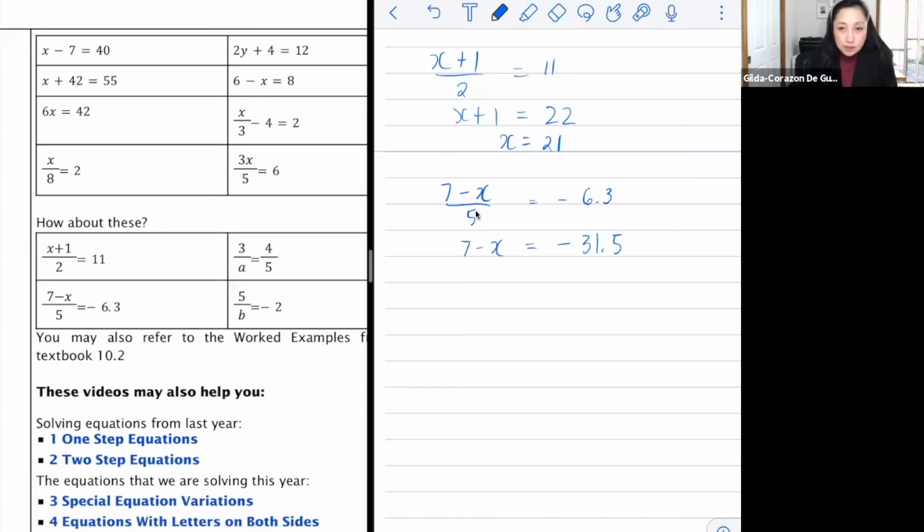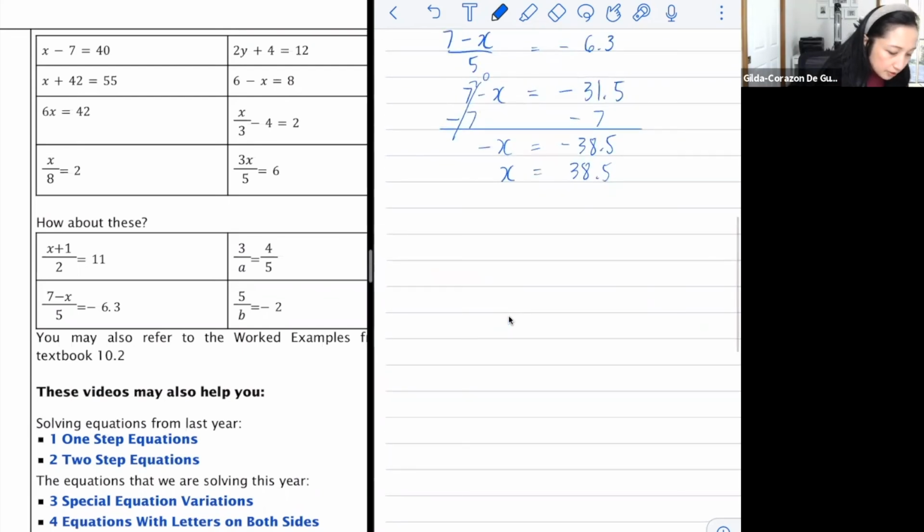Now have a look at this one here. You want to get rid of the 7, right? So that's a plus 7. So what you do is you minus 7 on both sides. And therefore you have negative x equal to, what's negative 31.5 minus 7? That gives you negative 38.5. Now you see both of them are negative. You don't want negative x, but what you want would be a positive x. So if negative x is equal to negative 38.5, what makes sense is that x must be 38.5. Okay.